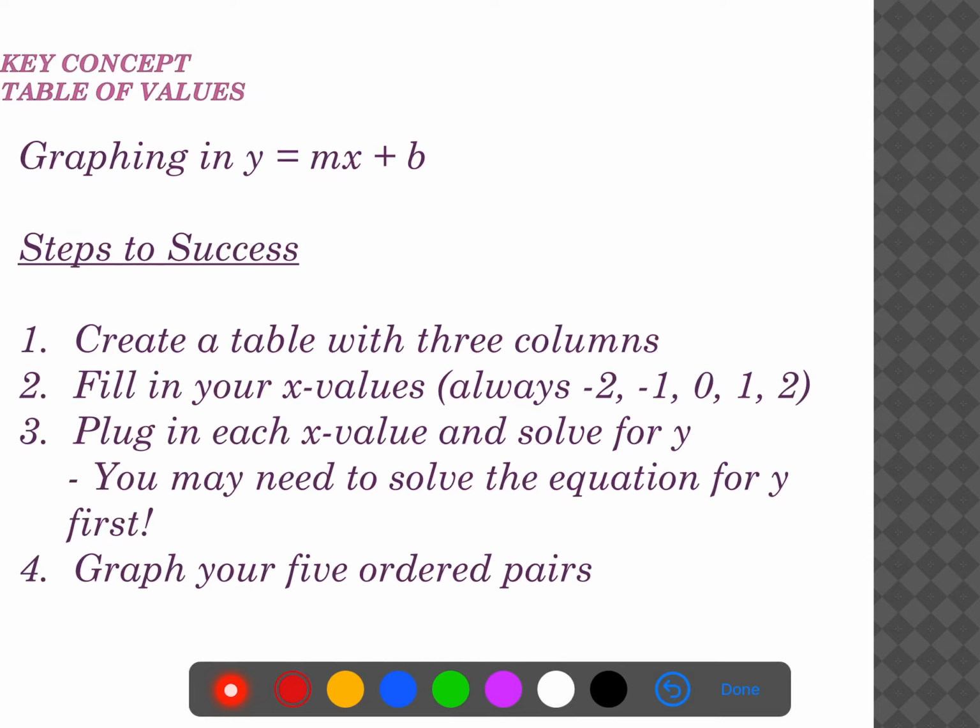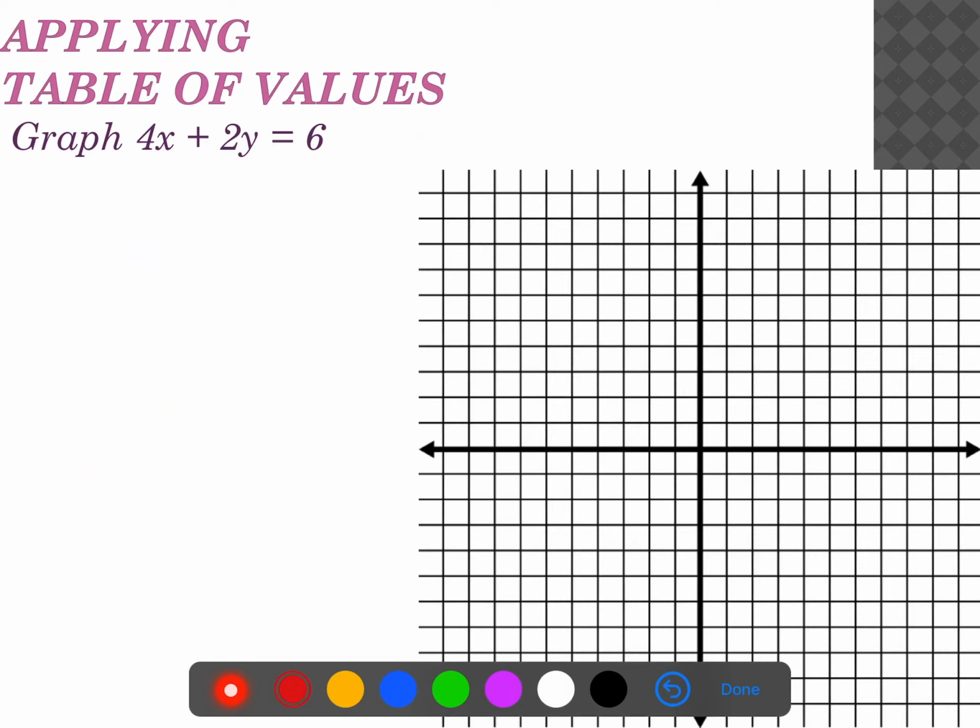Okay, so when you're creating a table of values, you're going to create 3 columns: an x, a middle space for work, and then a y column. And we're always going to use the same x values: -2, -1, 0, 1, and 2. You plug all of those in, and then you set them into your equation. Now, you may want to solve your equation for y before you begin to make it a little bit easier to solve. But once you do that, you're going to have 5 ordered pairs. So let's see what this actually looks like.